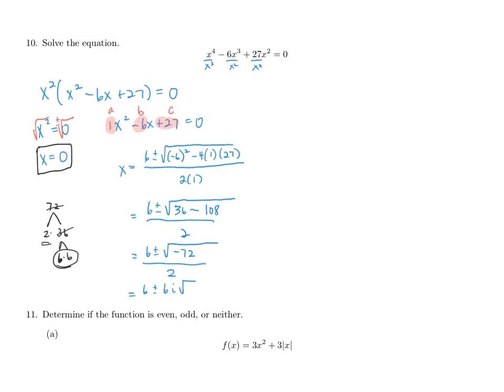This negative comes out as an i, over 2. So again, the 72 splits up into the 6 on the outside and the 2 on the inside. And then don't forget to take this negative out as an i. So that comes here, right?